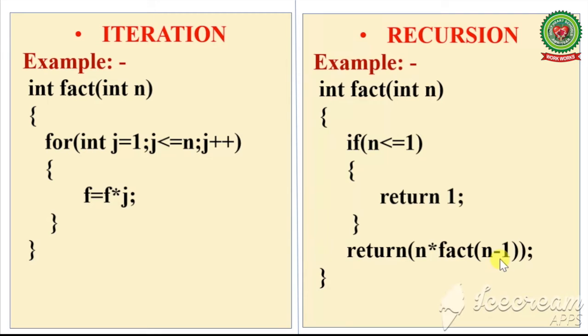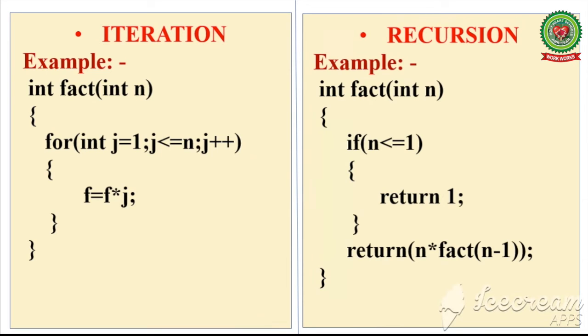N minus 1 means, let's suppose the value of n is 5 in the beginning. Then 5 multiplied by n minus 1 will become 4. Then similarly again n minus 1 will become 3. So it will go up to 1, as 1 is the base case. We have already discussed that the base case helps in the termination of the program. So this is the difference between iteration and recursion.